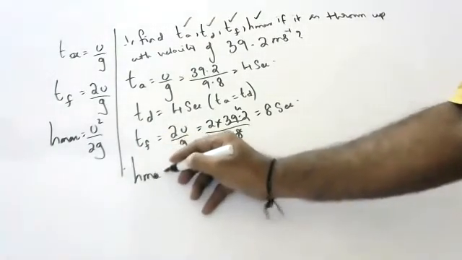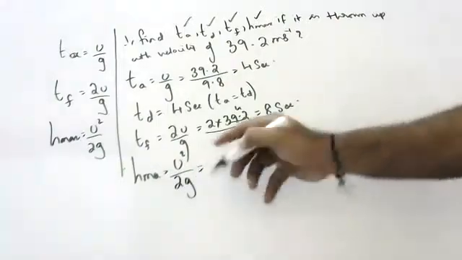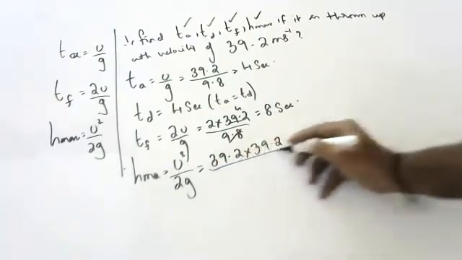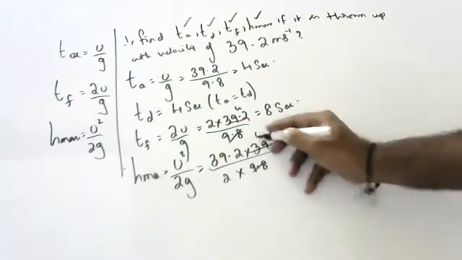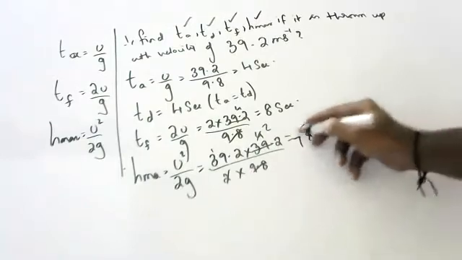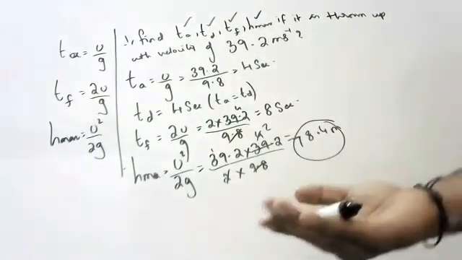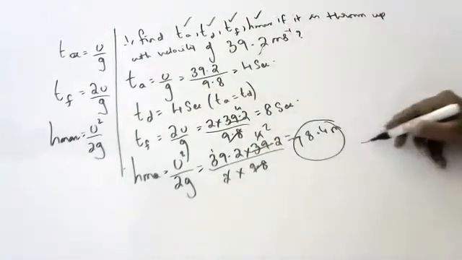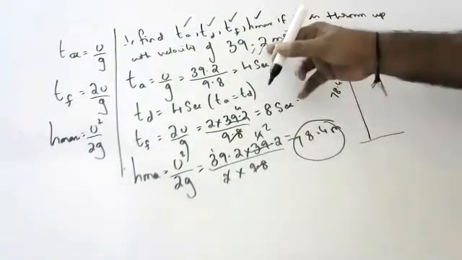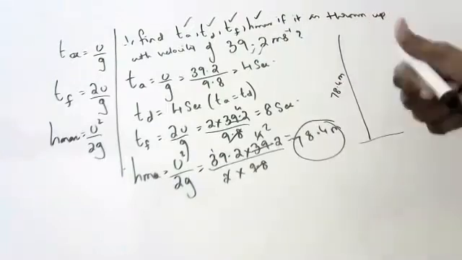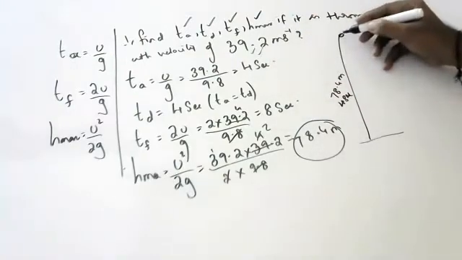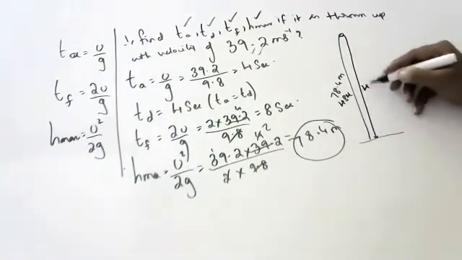And maximum height attained by the body is u square by 2g. What is u, children? 39.2. So 39.2 into 39.2 by 2 into 9.8. Okay, 78.4. 78.4 meters it has gone up, children. So if I throw this pen up with this much velocity, it will go 78.4 meters up in how many seconds? 4 seconds. It will go there and stop and again fall down in 4 seconds only.